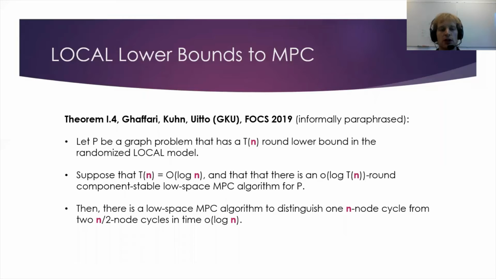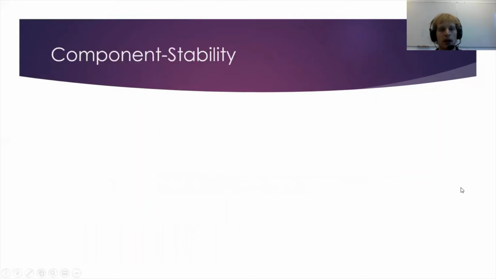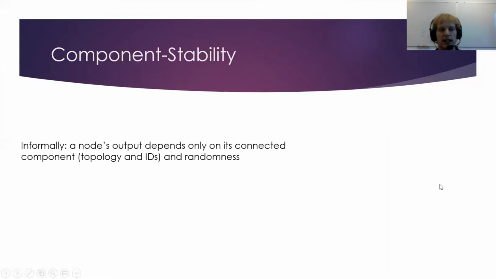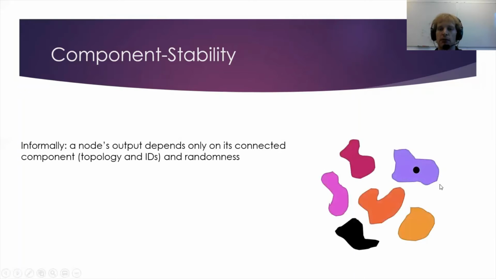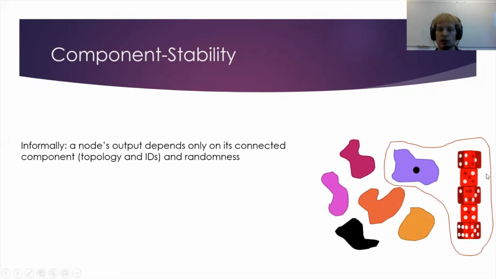And in this work, we focused on one particular part of this theorem that isn't yet really defined, which is this component stability term here. So what does component stability mean? Well, informally, it means that we have a node here. Our algorithm should determine this node's output based only on its connected component and the randomness. Okay, so excluding the other connected components of the graph. If they change, it shouldn't change our output for this node here.